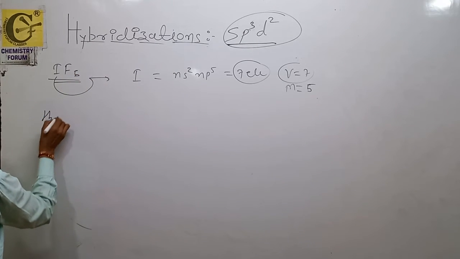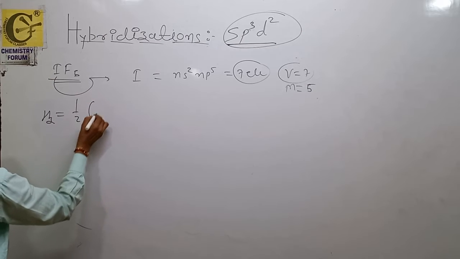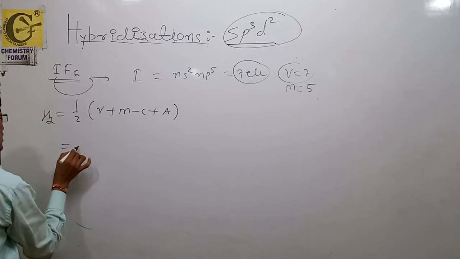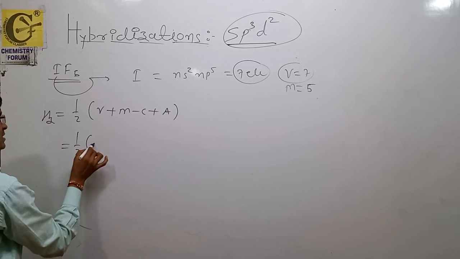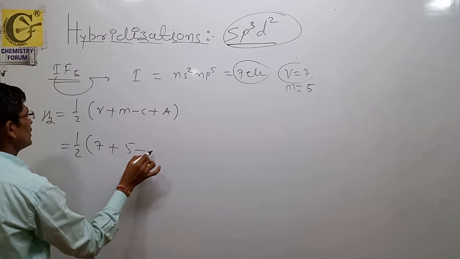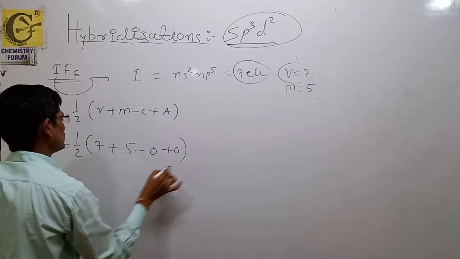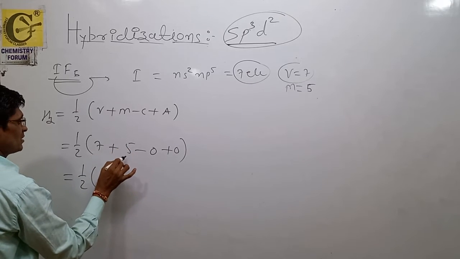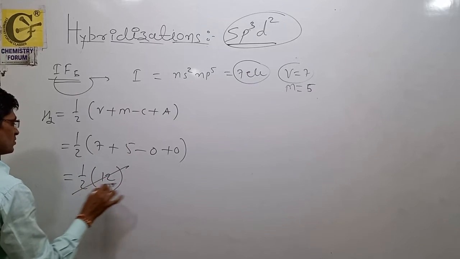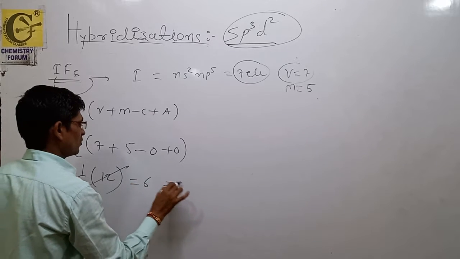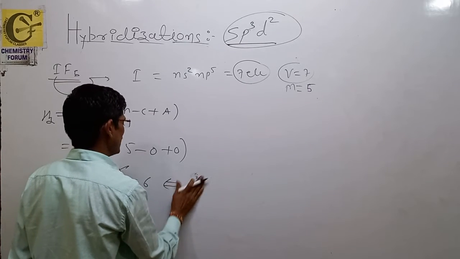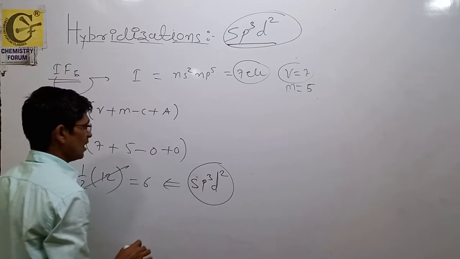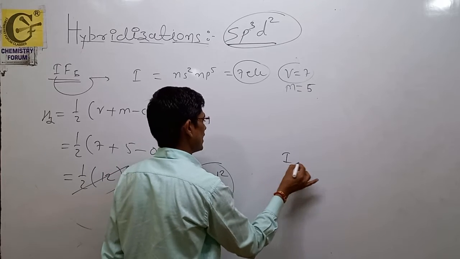What is the hybridization? Hybridization is equal to 1/2 (V plus M minus C plus A). So that is 1/2. Valence electrons here are 7, monovalent is 5, cation is 0, anion is 0. So this is equal to 1/2 of 12, so that is equal to 6. So the hybridization is sp3d2. इसका हाइब्रिडाइजेशन आया sp3d2. आयोडीन सेंट्रल एटम है.